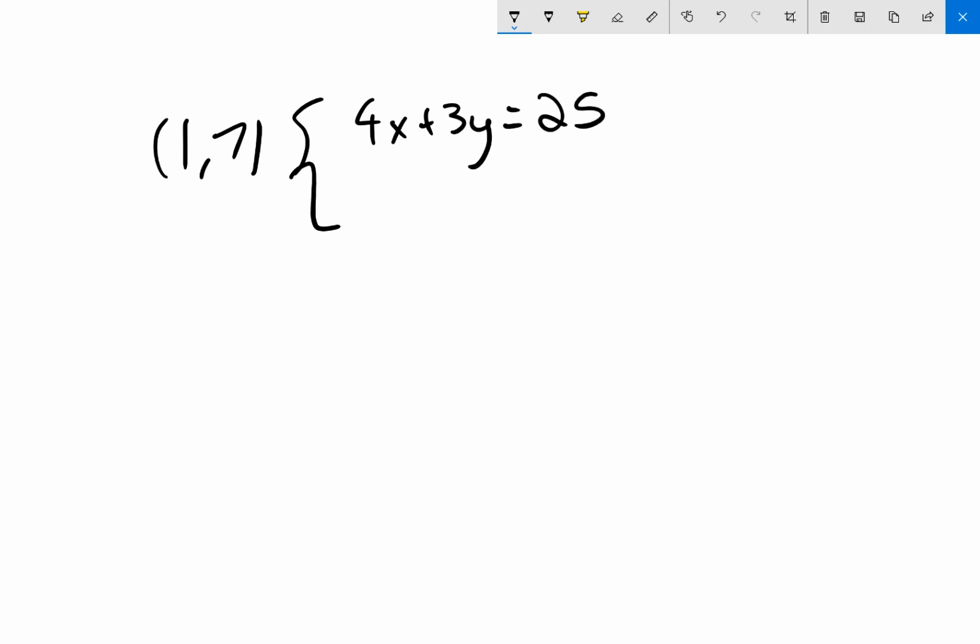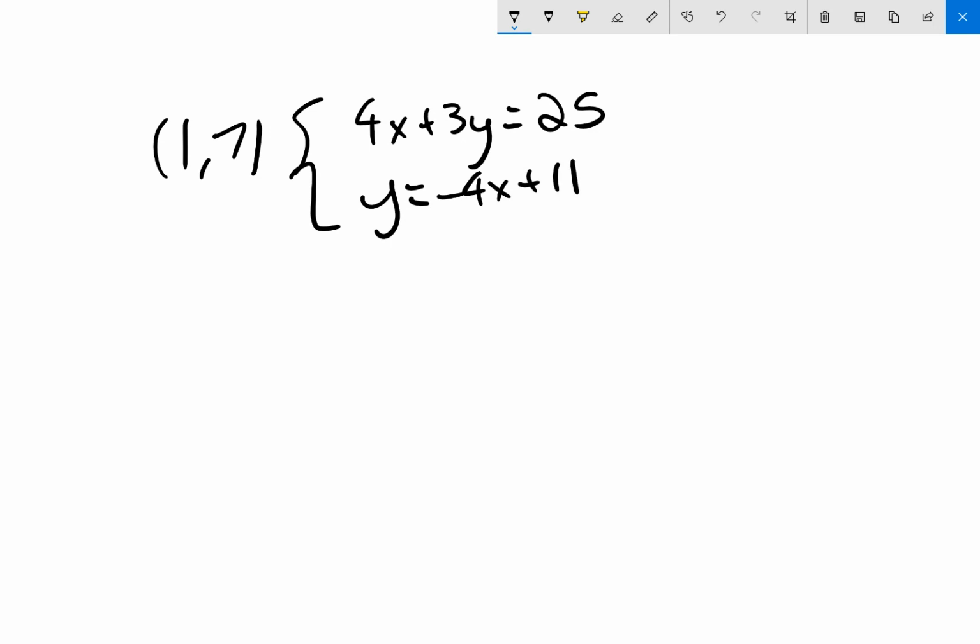So systems, the first type of problem we're going to look at is check whether the given point is the solution to the system. My example is I have the point 1, 7, and I have the system 4x plus 3y equals 25. And I have the equation y equals negative 4x plus 11.